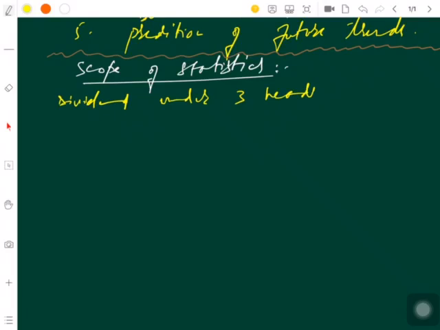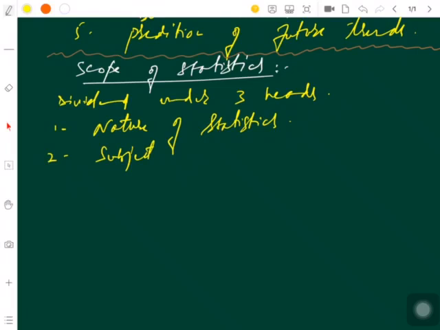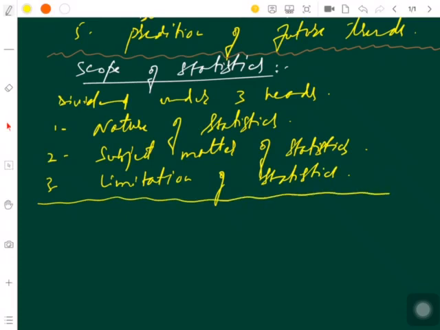First, nature of statistics. Second, subject matter of statistics. I think you must be able to answer all these very things now yourself. Subject matter of statistics. And number third is limitations of statistics. So let us take them one by one so that we may understand what do we mean by the scope of statistics, which we have divided into three subheadings.